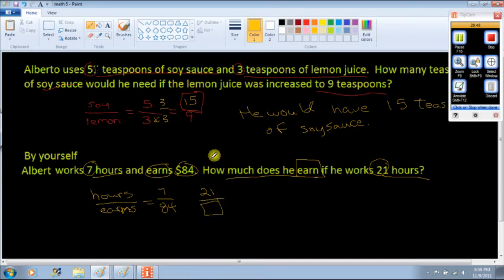So again, we're looking for the property of 1. So 7 times what equals 21? Well, I know that 7 times 3 equals 21. So we're going to have to use the property of 1. There it is. 3 over 3 is equivalent to 1. So now I have to do 84 times 3. Well, that's kind of hard, so I am going to work it out over here. 84 times 3. 3 times 4 is 12. Carry the 1. It's 24. That's 25. So should it be 252?